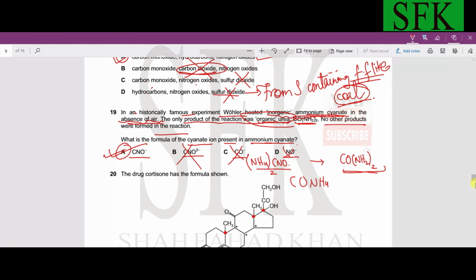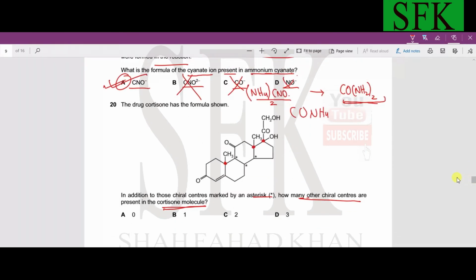Now let's look at MCQ number 20, the last MCQ for this lecture. The drug cortisone has the formula shown. In addition to those chiral centers which are already marked with an asterisk, how many chiral centers are present in the cortisone molecule?